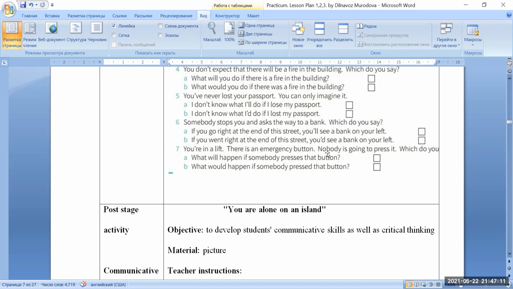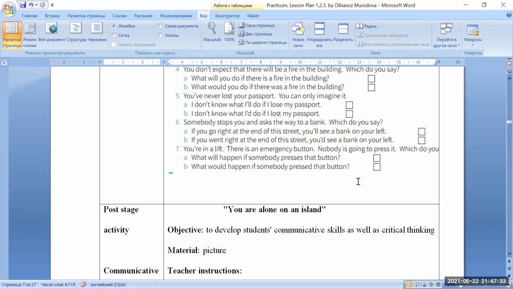Yeah, thank you very much. Just pay attention to the sentence: nobody is going to press it. In fact, yes. If someone presses it, in that case, it is just imagination. But in fact, nobody is going to press it. That's why option B is correct. What would happen if somebody presses the button?